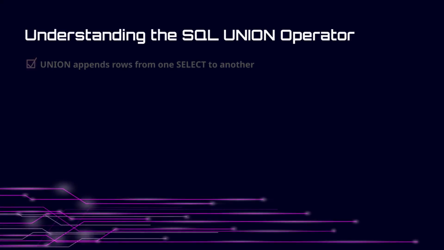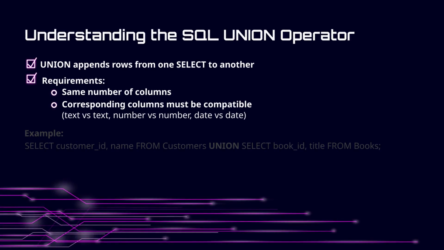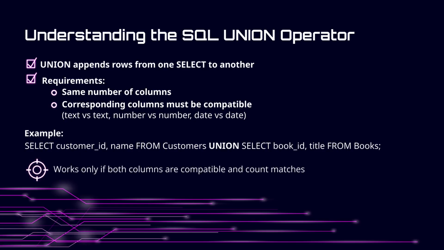Union appends rows from one select to another, but only if two rules are met. Both selects return the same number of columns, and each column position holds compatible data types, for example text with text or number with number.